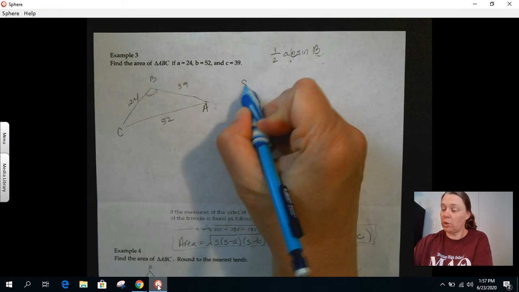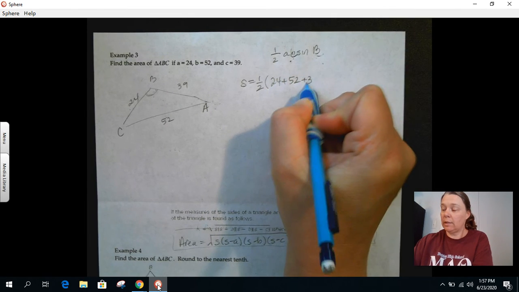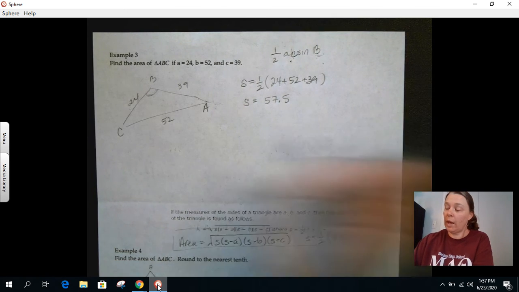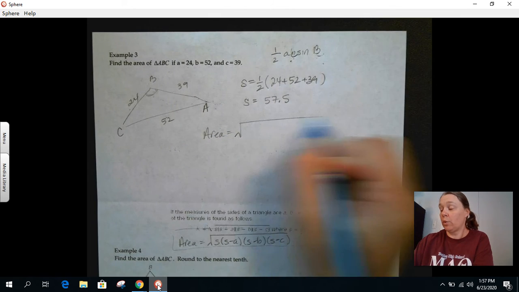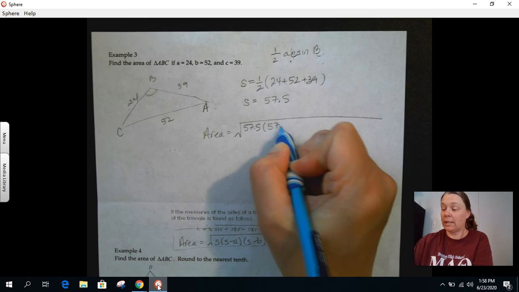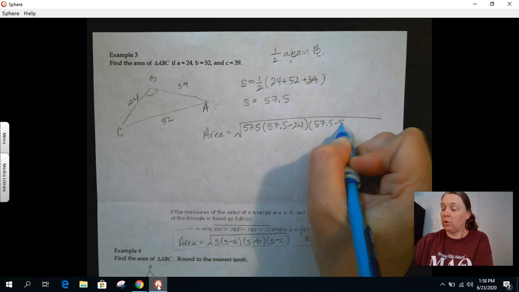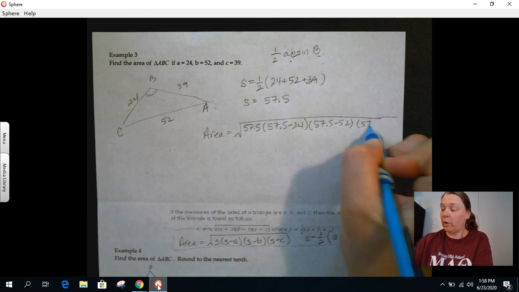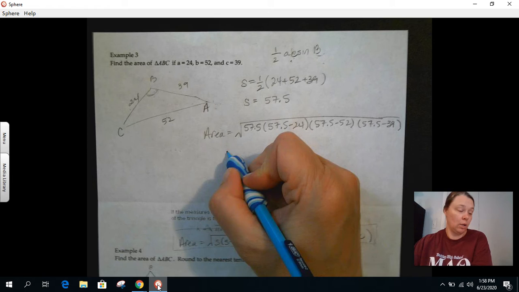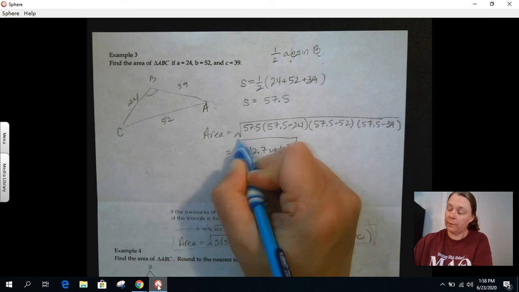Okay, so for this, the first thing I would do is find the semi-perimeter. So I would add my three sides and then figure out half of it, which is 57.5. And then to get the area, I would just do the square root of S, so 57.5, times the product where I find the difference between S and each side. So 57.5 minus 24 times 57.5 minus 52 times 57.5 minus 39. I would put that whole thing into my calculator all at once, and you end up with 442.7 square units.